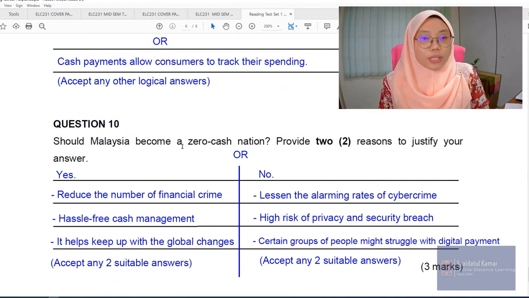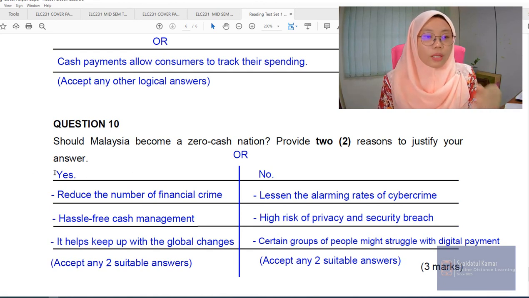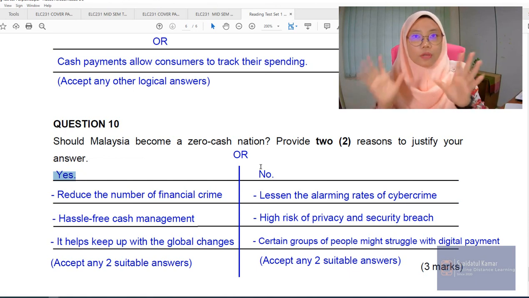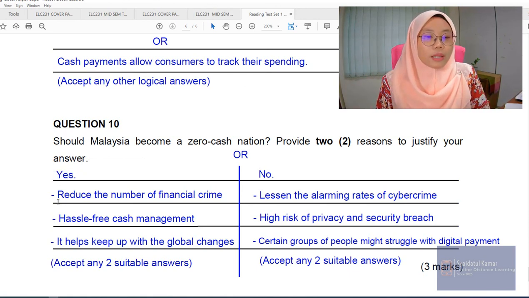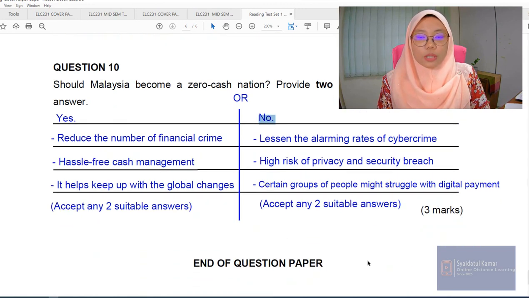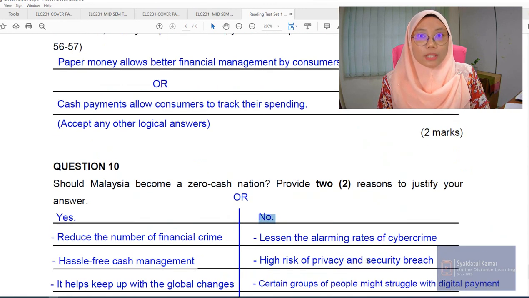Okay, so the last question. Should Malaysia become a zero cash nation? What is your opinion? And give 2 reasons. Your answer must be just like this one. Either it's a yes or a no. You cannot give a 50-50 answer. If it's a yes, give 2 reasons. Any 2 suitable answers will be accepted. And if it's a no, give 2 reasons. Any 2 suitable answers will be accepted. So that is the end of the questions.